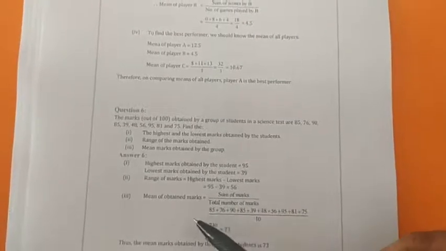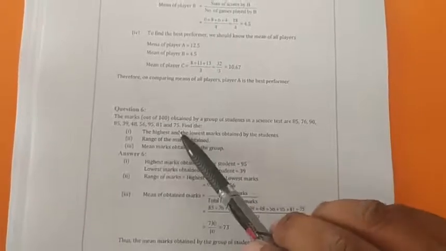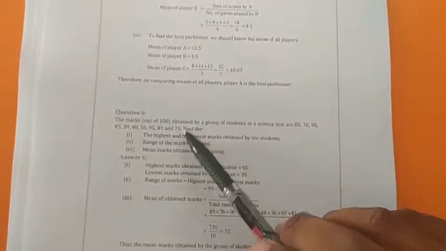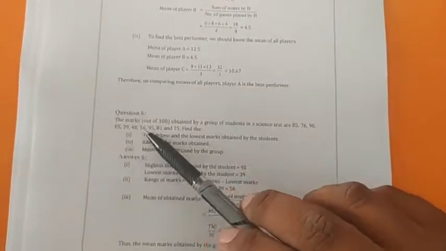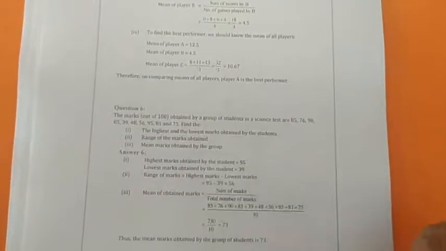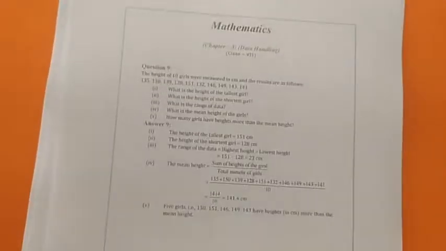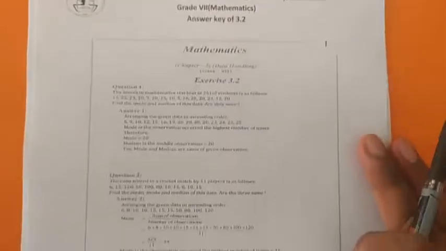Then the mean will be the sum of observations. You will add all the marks and divide by the number of observations. How many students are there? 1, 2, 3, 4, 5, 6, 7, 8, 9, 10. So divide by 10, and you will get the mean of the marks. That is the mean of the marks. After that, the next exercise, 3.2.